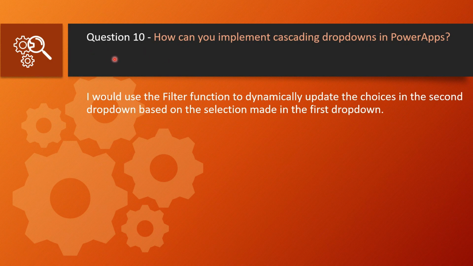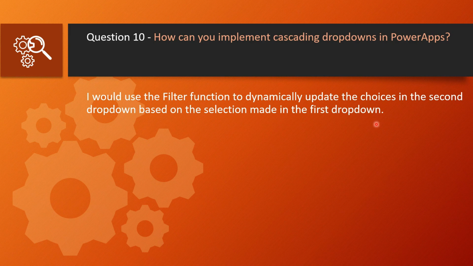This is a practical question, question number 10. How can you implement a cascading drop down in Power Apps? There is a requirement in your Power Apps project where you need to implement a cascading drop down, right? So here I would use the Filter function to dynamically update the choices in the second drop down based on the selection made in the first one.